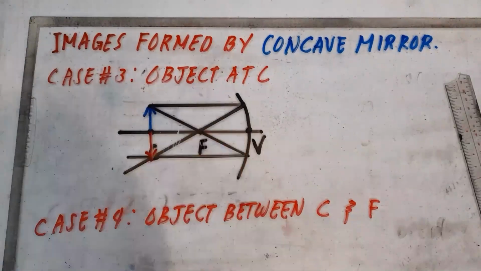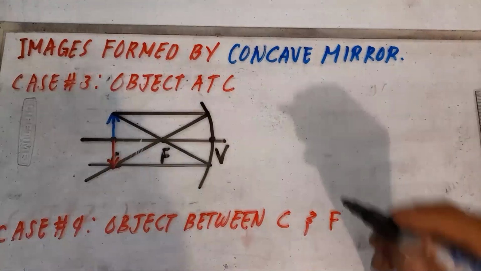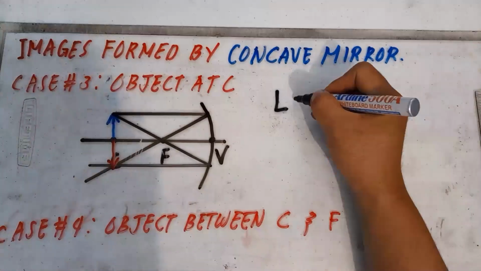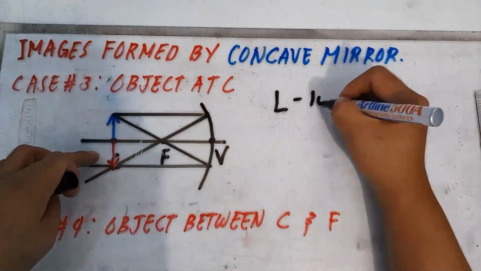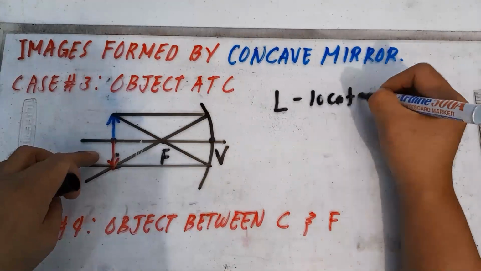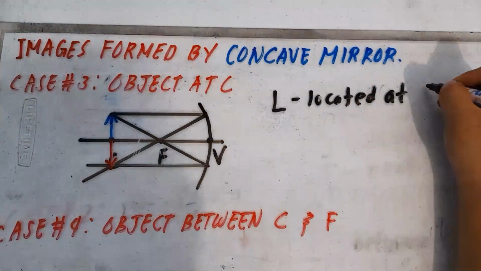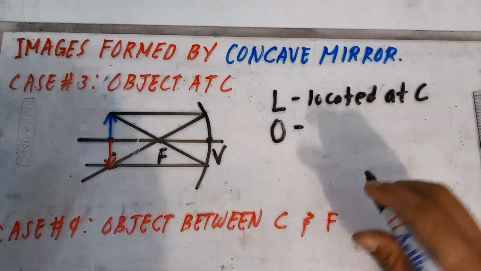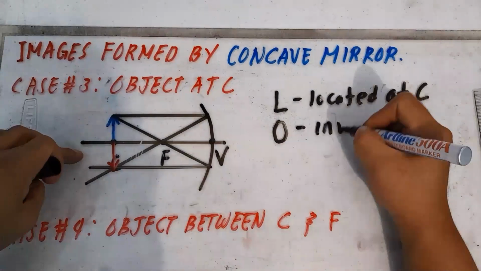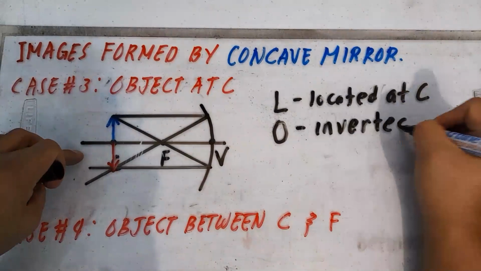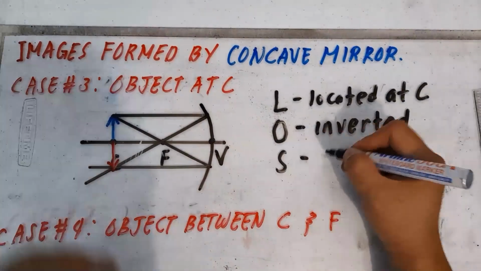Okay, so let us now describe the image formed using LOST. Location. As you can see, it also forms directly at the center. So located at C. Orientation, it is obviously inverted. The size, as you can see, they have the same size. So same size.